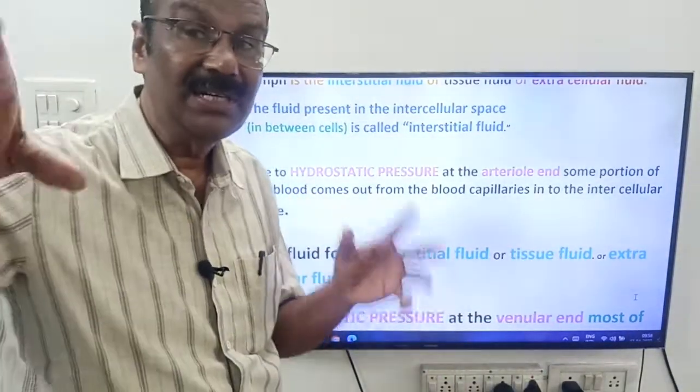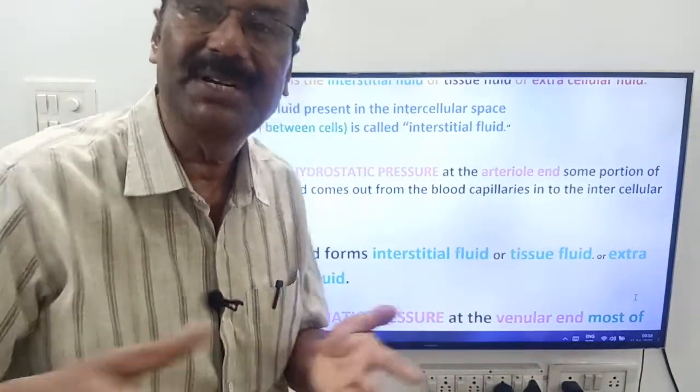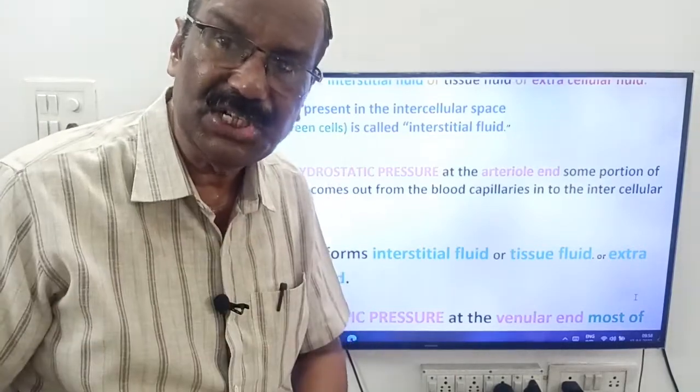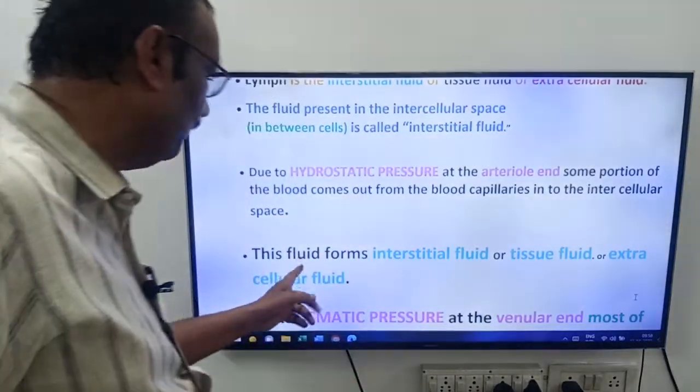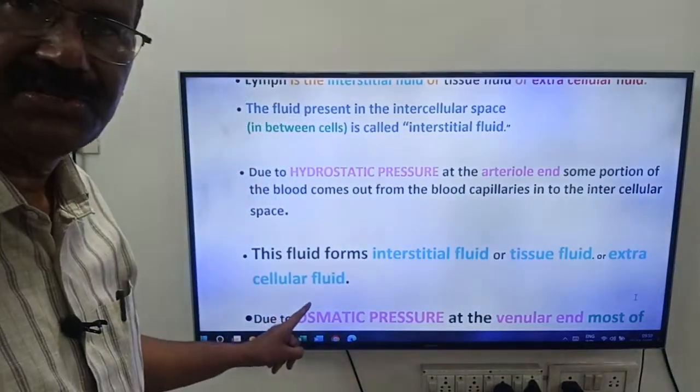See, friends, now that fluid is present not in the blood, not in the blood vessels. It is present in between cells. It is present in the tissues. So we are calling it what, friends? Interstitial fluid or tissue fluid or extracellular fluid.